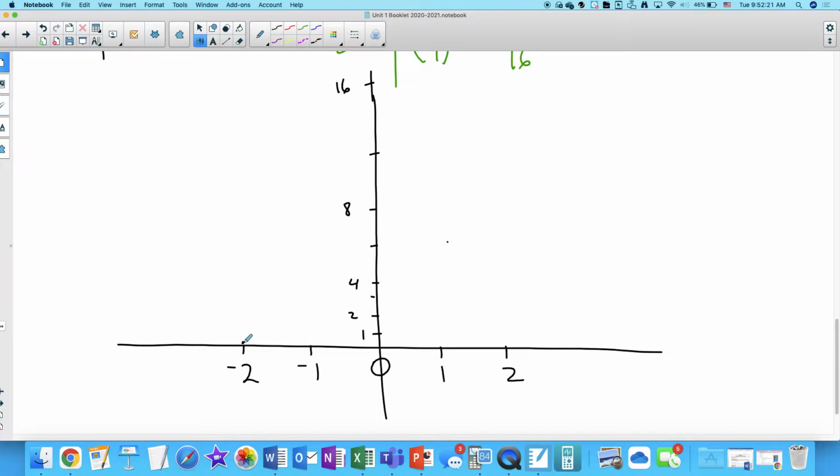Okay? What about when x was -1? 1 over 4. So that's, again, just a little higher. When x was 0, yep, it was 1. When x is 1, h of x was 4. And when x is 2, h of x is 16. So that's way up here. Okay, so this kind of looks like this.